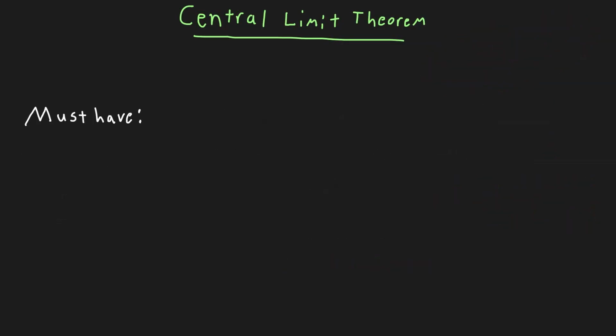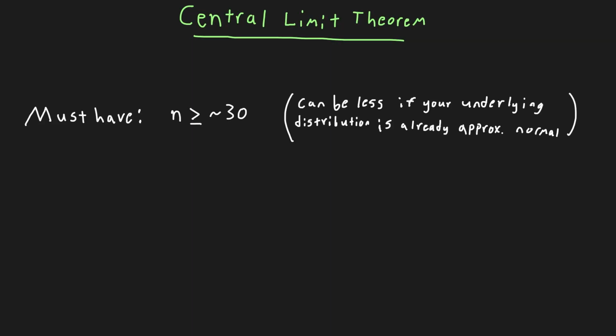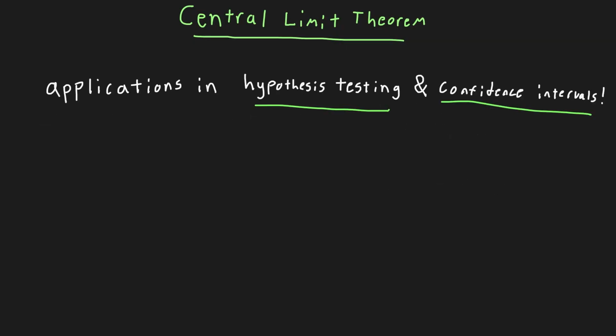Now you might be asking, is this always the case? It only is when our sample size is sufficiently large. Typically this value is over 30, but could be less if the distribution is already closely normally distributed. There are tons of applications for this in things like hypothesis testing and confidence intervals, and it helps us make inferences about the population's mean.